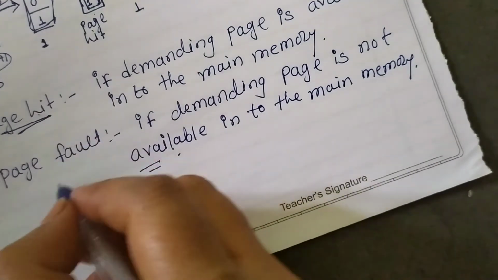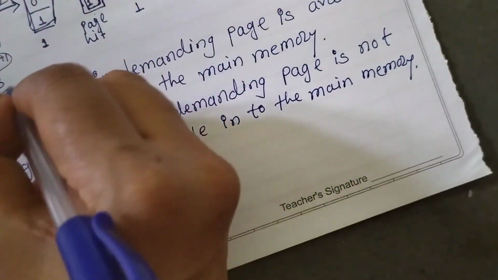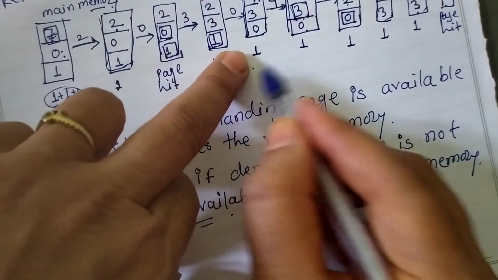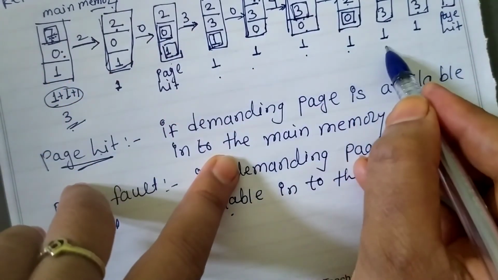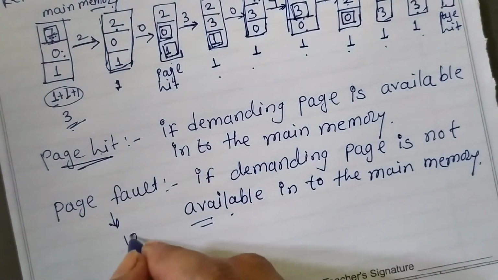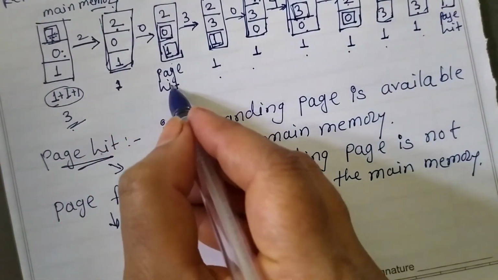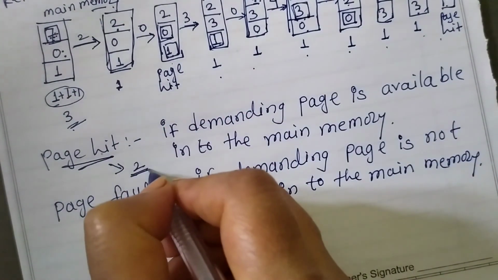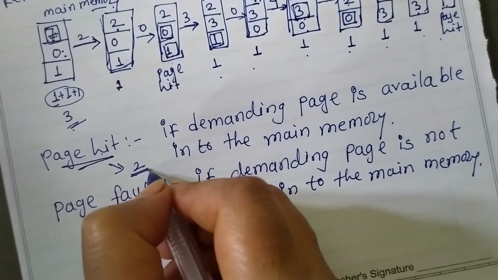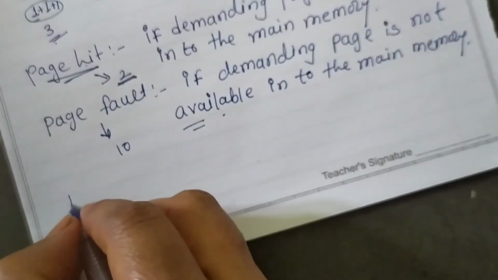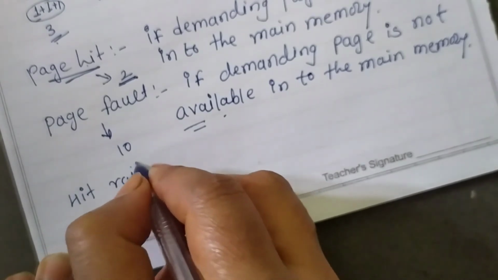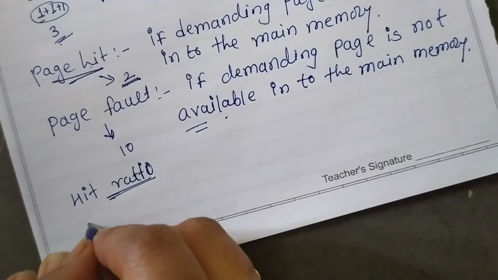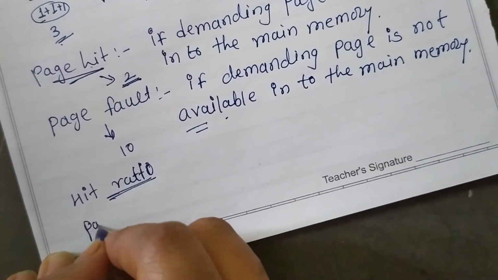How many page faults occurred in this example? This is 3 plus 1, 4, 5, 6, 7, 8, 9, 10 page faults occurred. And how many page hits occurred? This is one page hit and this is one page hit. Total 2 page hits occurred in this program. So you can find out the hit ratio and the page fault ratio.